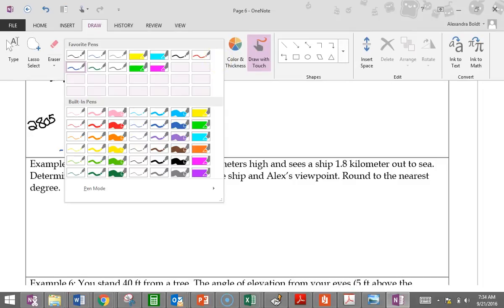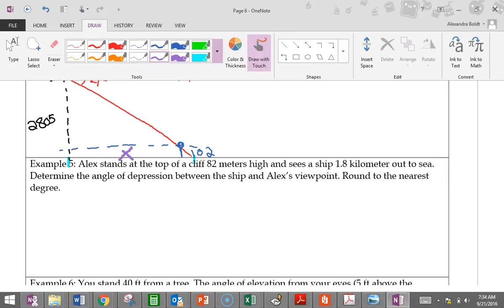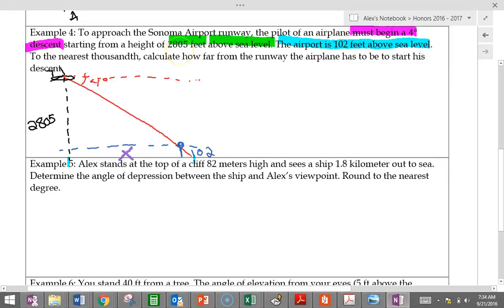So I want to find how far the distance is from the airport. The easiest way to do these types of problems is to draw a rectangle. I already have 3 sides of a rectangle because I have this horizontal line and this vertical line, so I'm going to draw this vertical line.